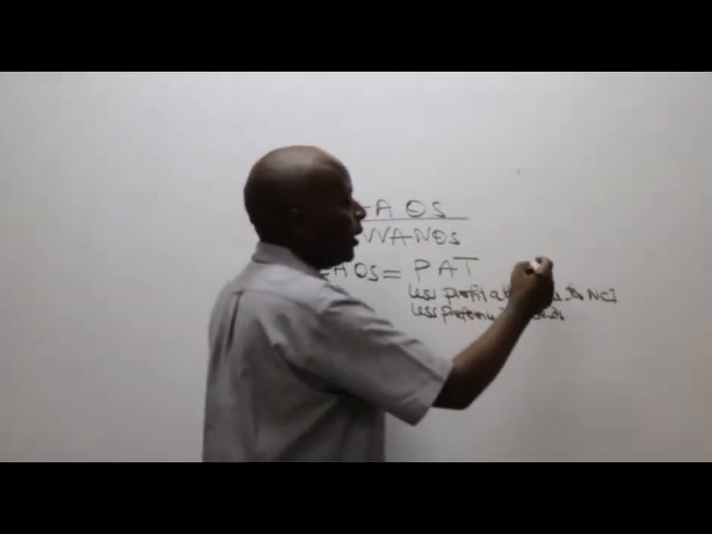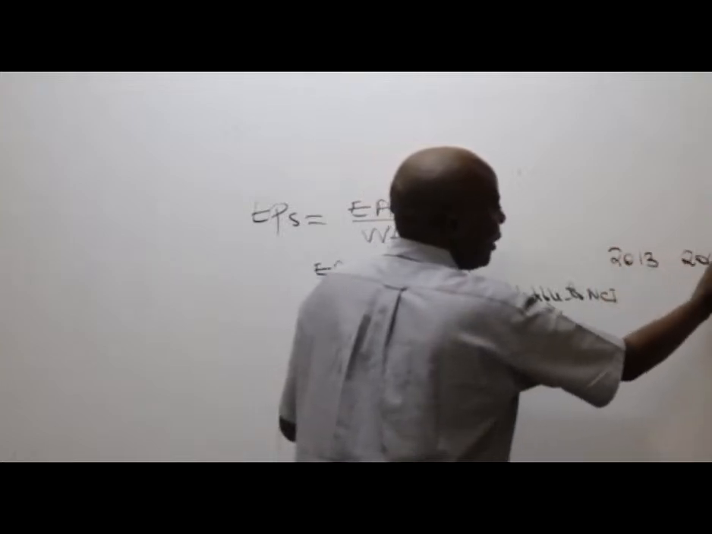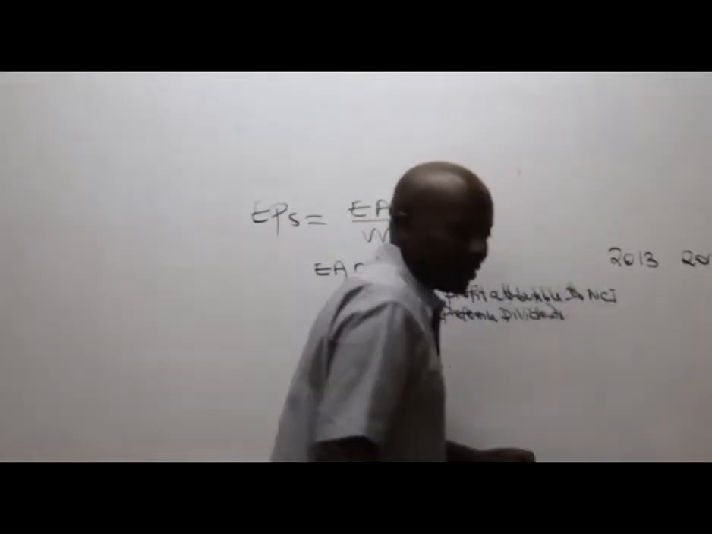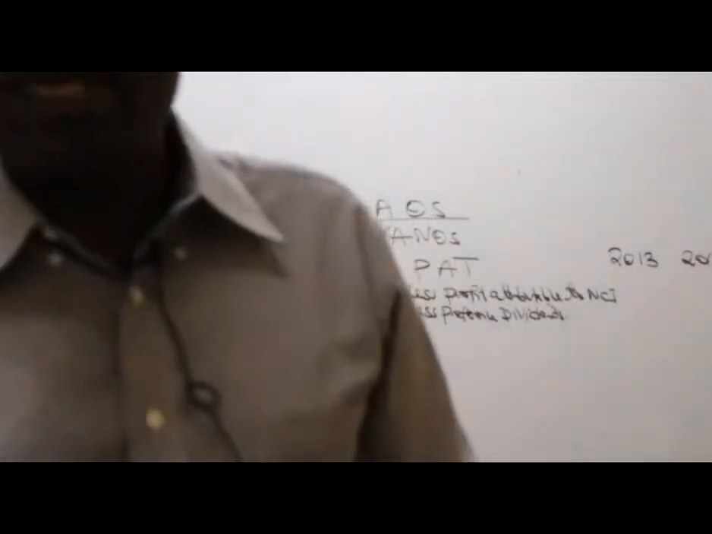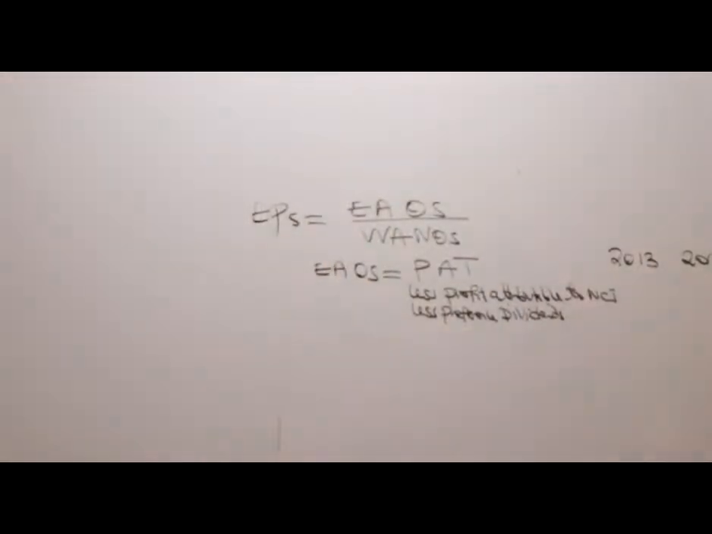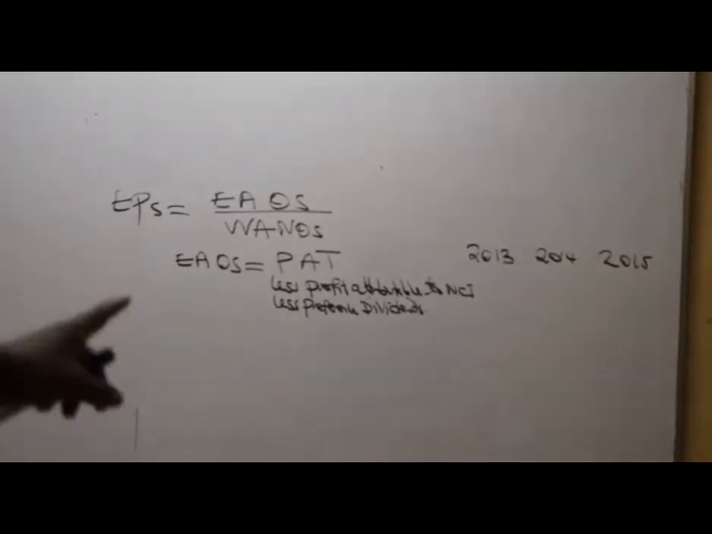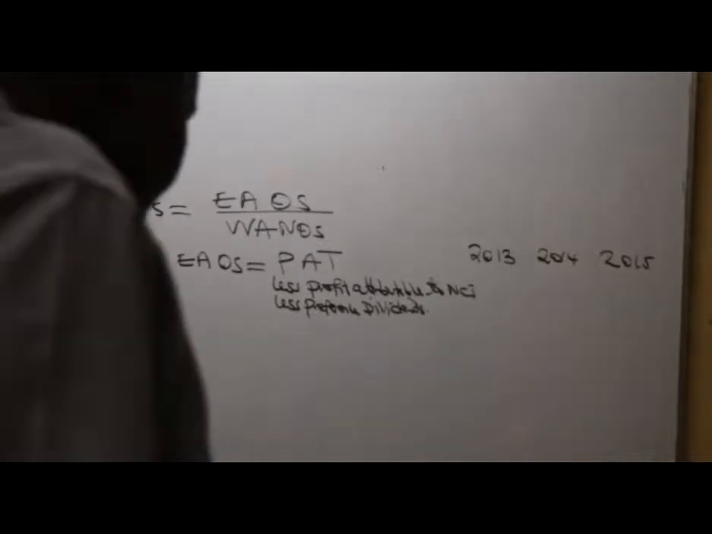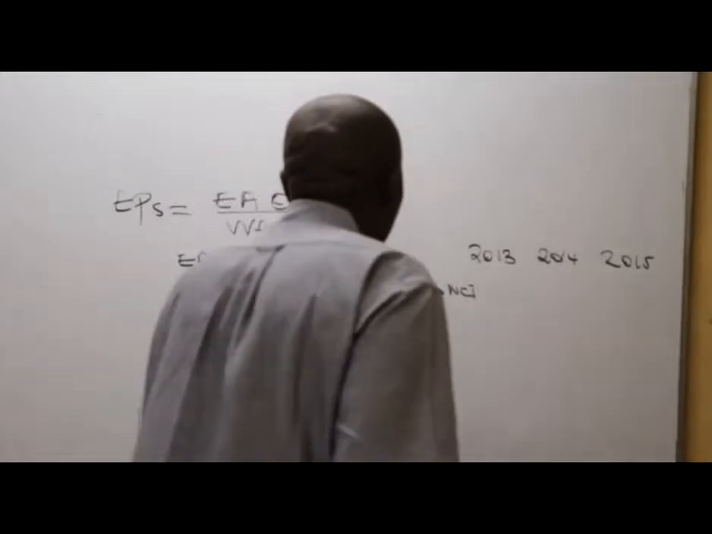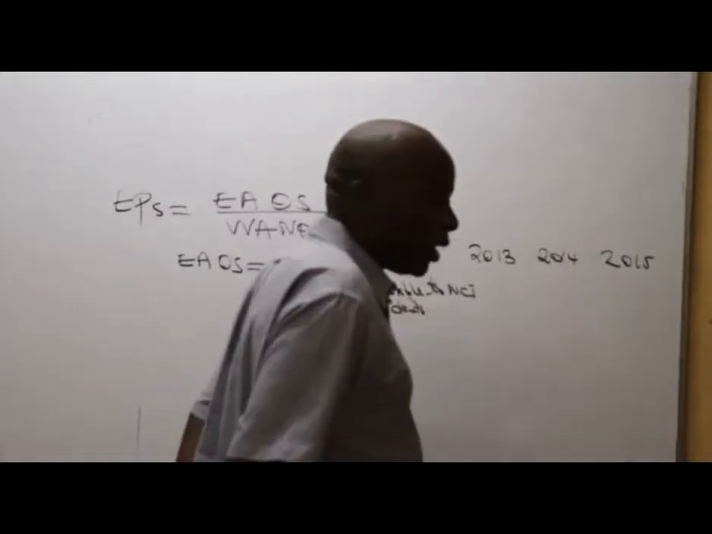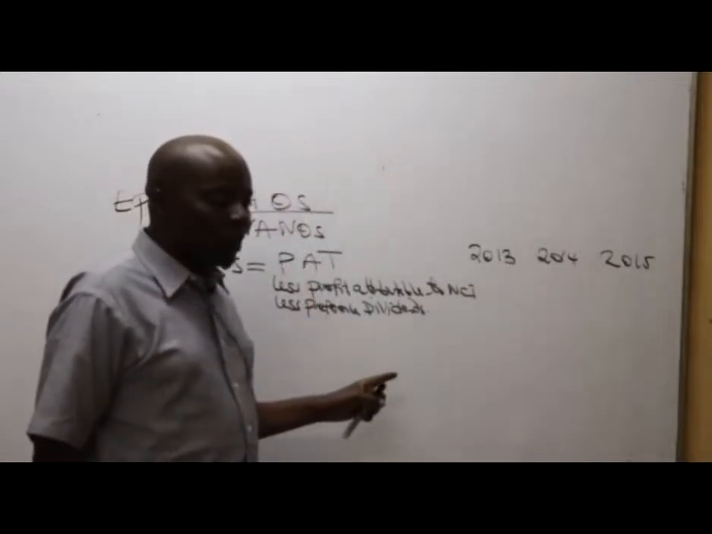So we have our 3 years: 2013, 2014, and then 2015. Anytime they want you to calculate the earnings attributable to ordinary shareholders, we shall always be thinking like this. You take the reported profit after tax, you subtract any profit attributable to non-controlling interest, and then we also subtract any preference dividends.